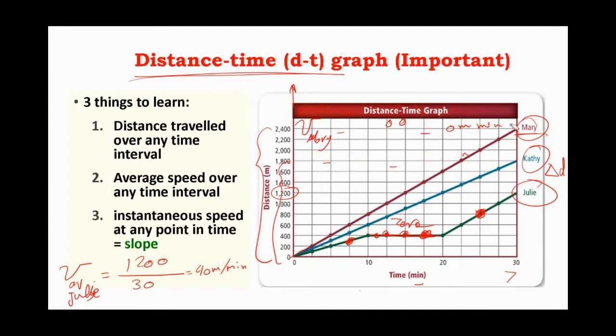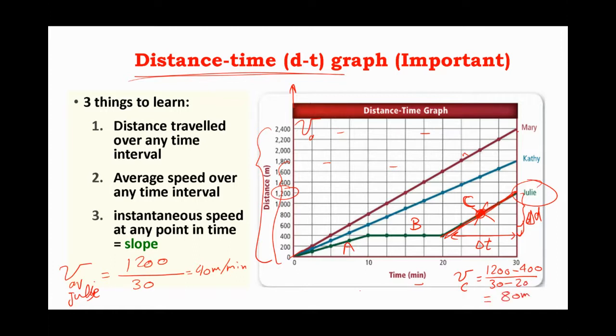Let's start with the last part here. What's the instantaneous speed here? Look at this line and get the slope of this line, delta D over delta T. I will call it part C, this one B and this one A. So the speed at C equals what? What's delta distance, guys? It's 1,200 minus 400 divided by the period, which is 30 minus 20. It will give you around what? 80? That's right, 80 meter per minute. So that's her speed in section C. At any point on section C, the speed is 80.